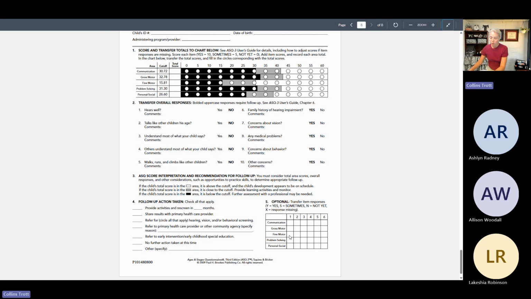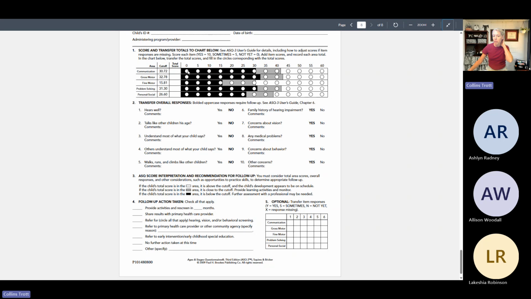Fine motor, Y, Y, Y, S, S, S. Problem solving, Y, Y, Y, S, N, N. And personal social, Y, S, S, S, N, S.